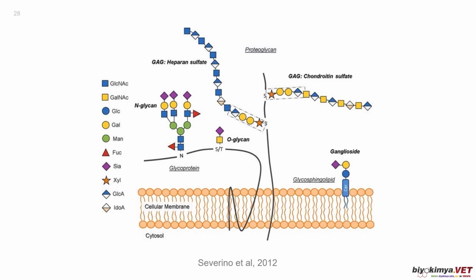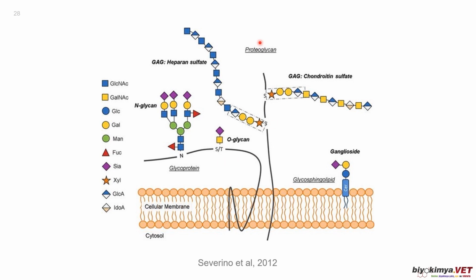This figure illustrates glycoconjugates in mammals. Glycans can be attached to proteins, as in glycoproteins and proteoglycans. This is the glycoprotein moiety in a cell membrane, attached to the cell membrane protein, and this is a proteoglycan. Glycoproteins are decorated with N or O glycans, N-glycans attached to asparagine, and O-glycans attached to serine or threonine residues of the protein.